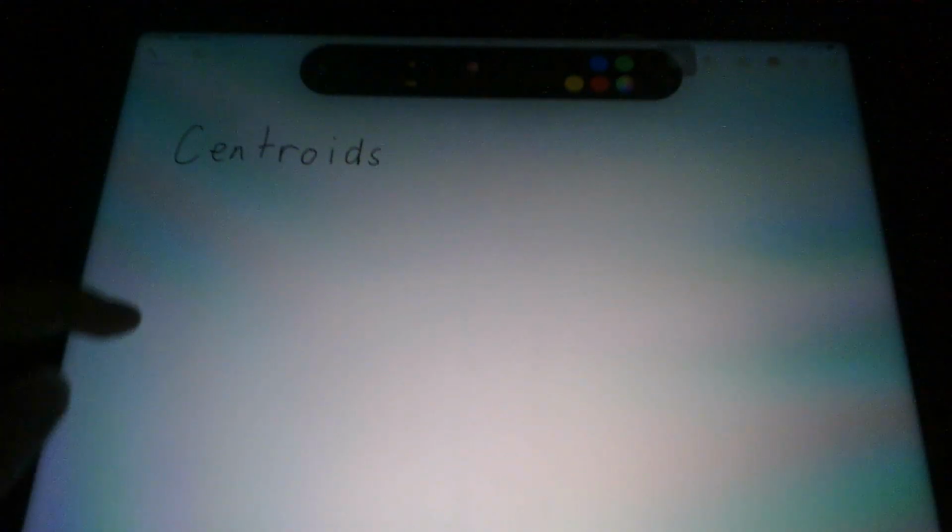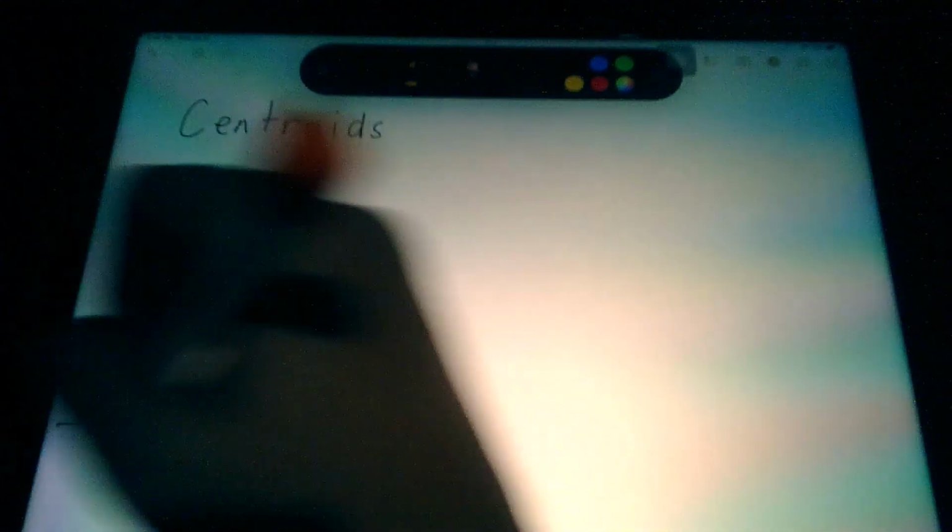So let's talk about centroids here. What comes to mind when you say the word centroid? For me, the meaning of centroid is the center. So centroid here is the center of our area. Let me illustrate here first.